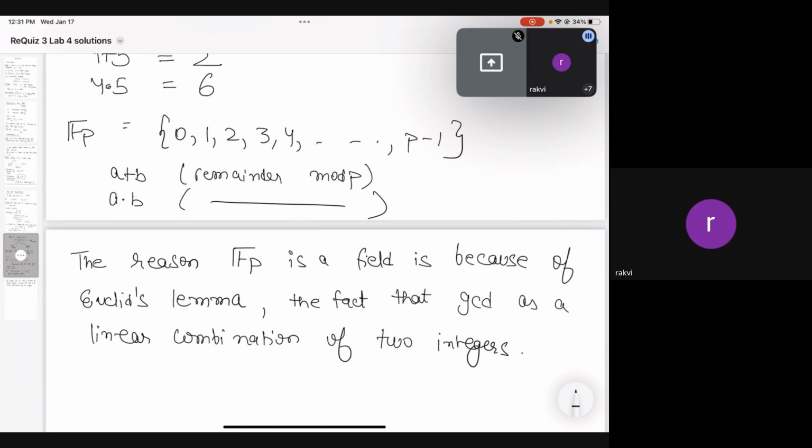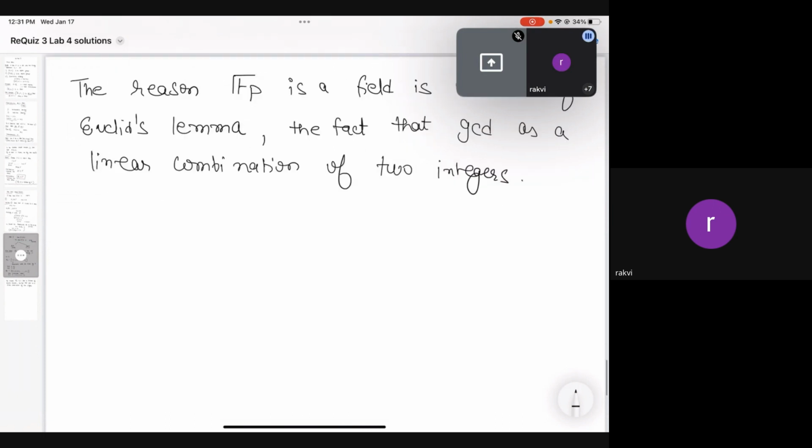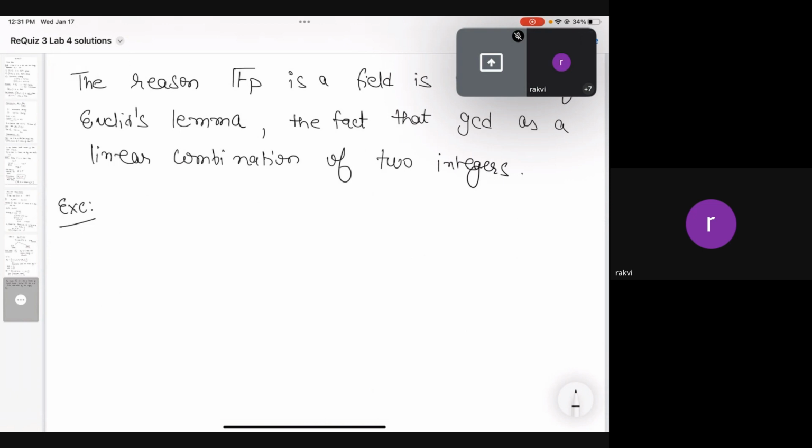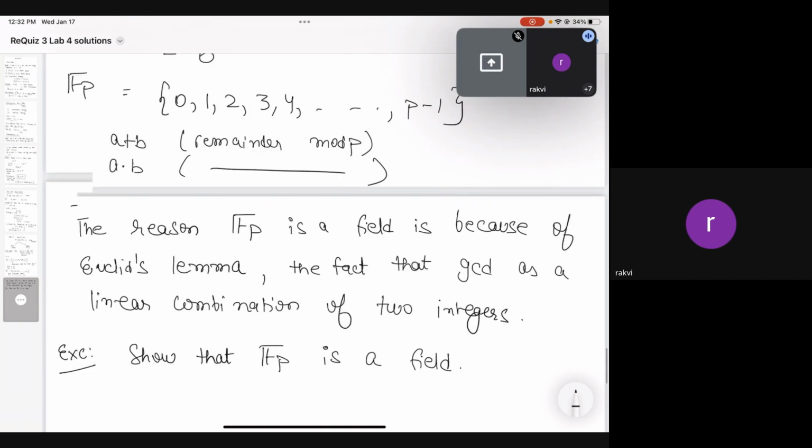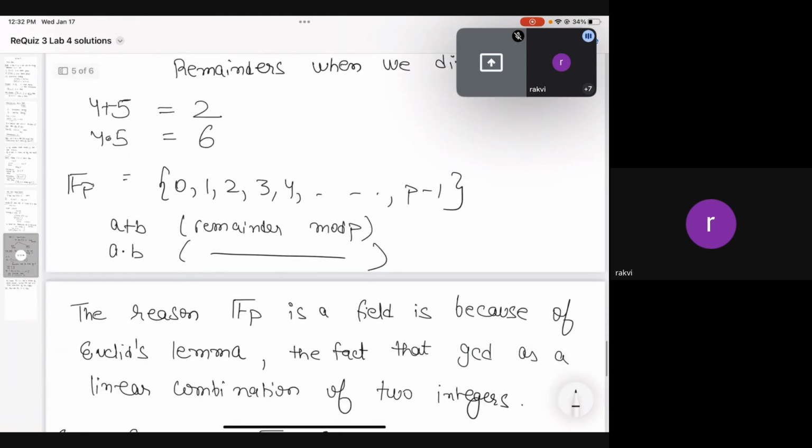Let me know if you want to see a proof of why Fp is a field. Otherwise, I can leave it as an exercise and you can show that Fp is a field. Let me know if this exercise is a bit too much. We can discuss in class also why this forms a field. But let's continue for now.